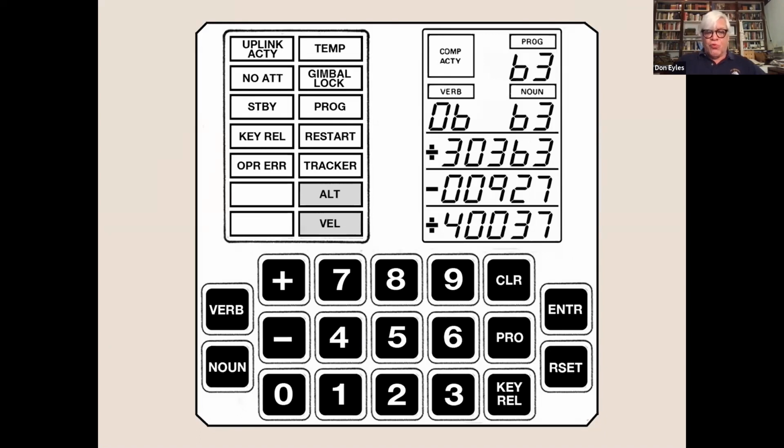There are 3 five-digit general purpose registers, and the astronauts had to know, according to the noun number, which is 63 in this example, what each of those meant. The bottom number is altitude in feet. The middle number is altitude rate in feet per second, 92.7 right now. And the top number is speed, in other words, the absolute value of the velocity vector. Next slide.